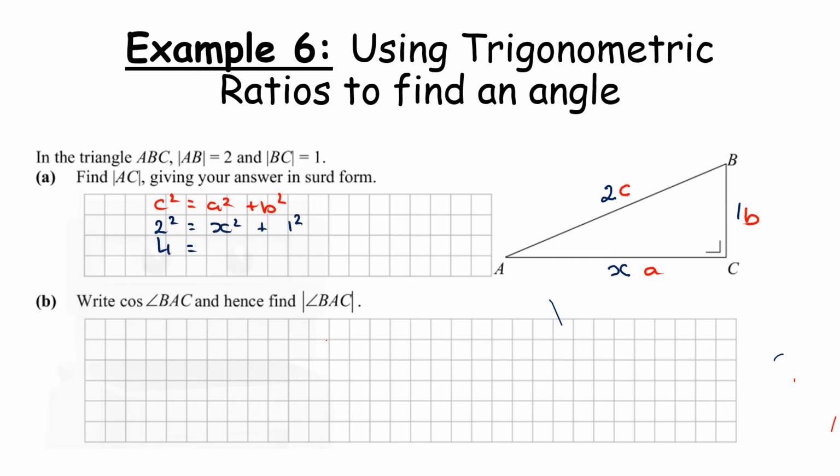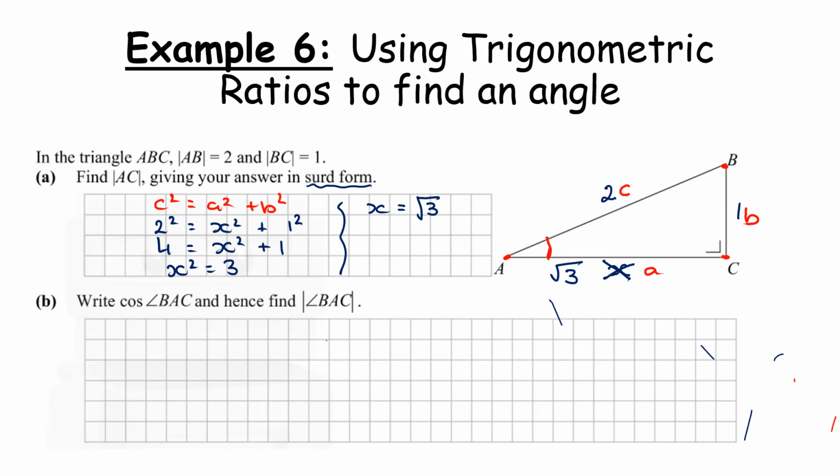So 4 is equal to x squared plus 1. Subtract a 1 from both sides and we get x squared is equal to 3. And the last step is to say x is equal to the square root of 3. And our answer here is straight away in surd form as requested. So now what I'm going to do, I'm going to cross off this x and I'm going to say, well, actually now that's root 3. So now it wants us to write the cos of BAC. So let's identify the angle BAC. Okay, so you start at B, you come down to A, and you go across to C.